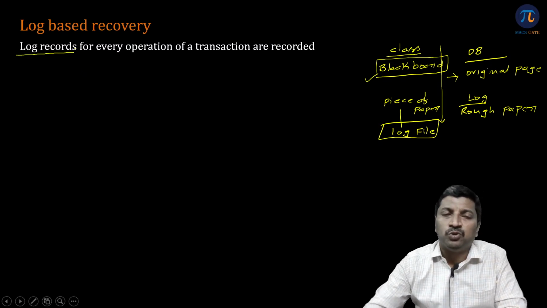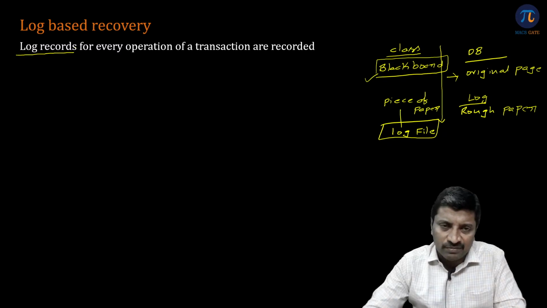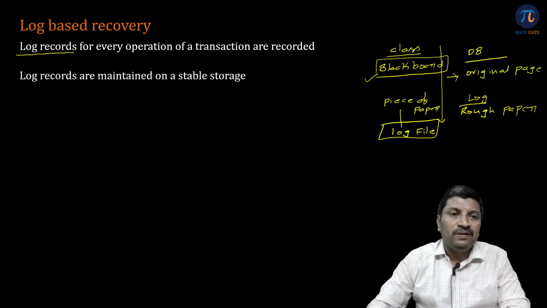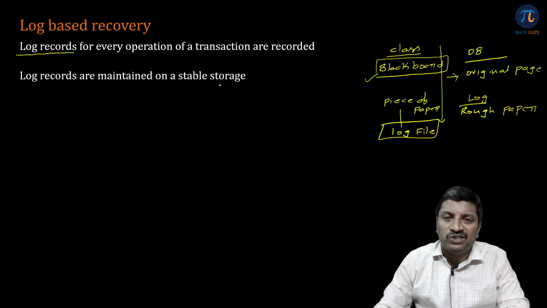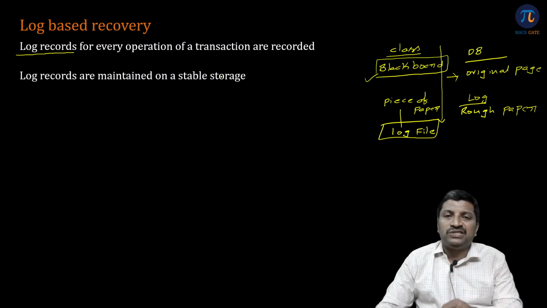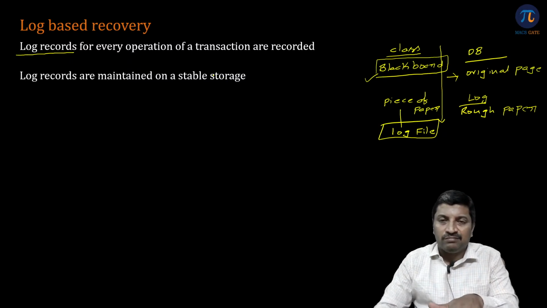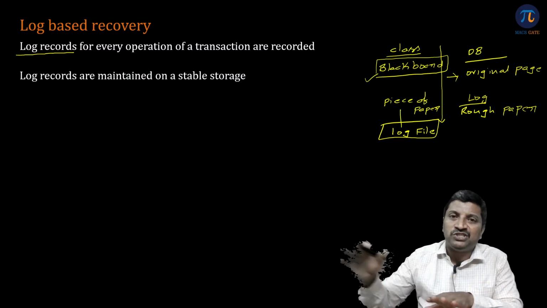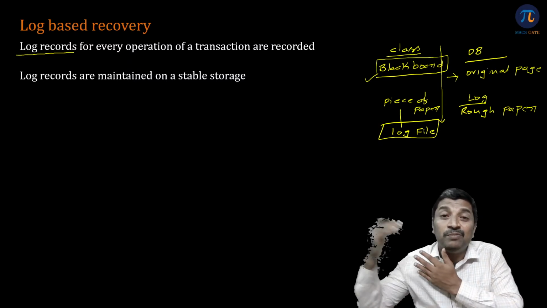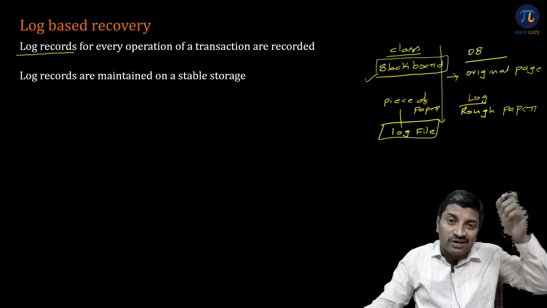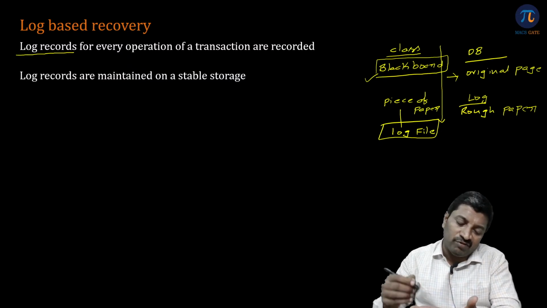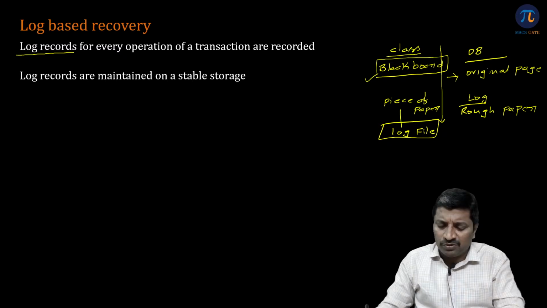Now there are mainly two types in log based recovery. Log records are maintained on stable storage. What does it mean? I will do the transactions on the rough paper. Once the transaction is done completely, I will save that paper in stable storage because I want to make a review of it. Whenever I get some doubt on the blackboard, I need to have a copy so that I can verify what I need to do. Then I will start on the blackboard.